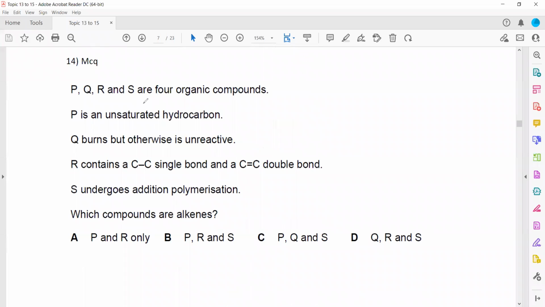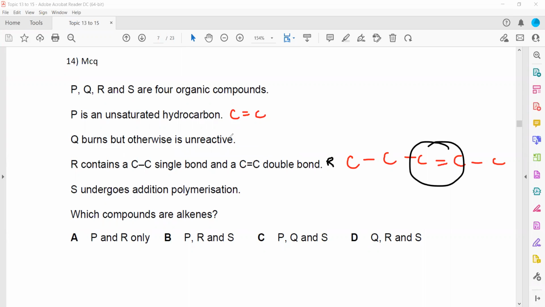P is an unsaturated hydrocarbon, which means P contains a carbon-carbon double bond. Q can be burned, but otherwise it is unreactive. So it can be burned, but overall it does not react. R contains a carbon-carbon single bond and a carbon-carbon double bond. If we find any double bond throughout the structure, it means that molecule or compound belongs to the alkenes. So this shows that R is an alkene.